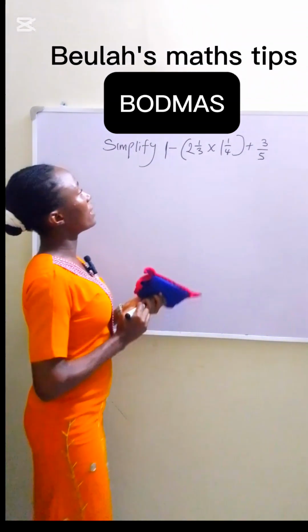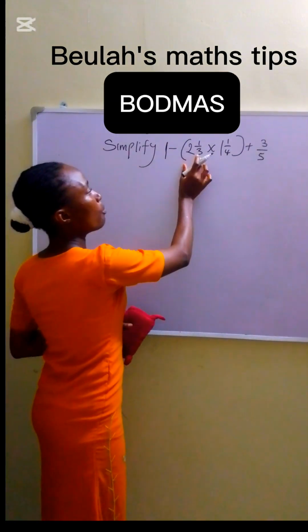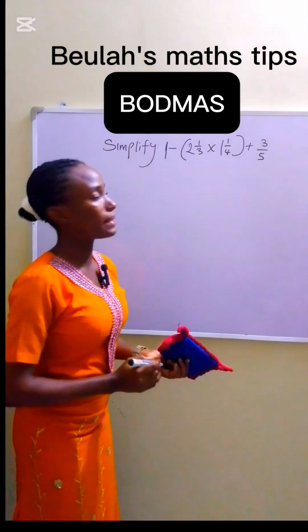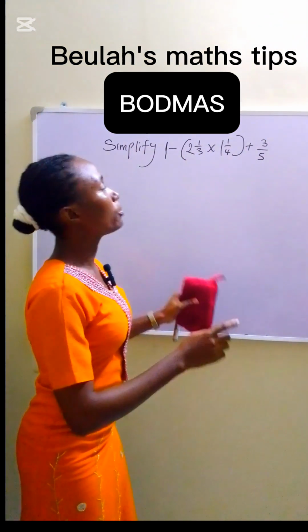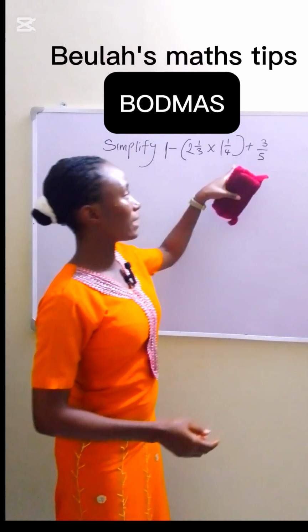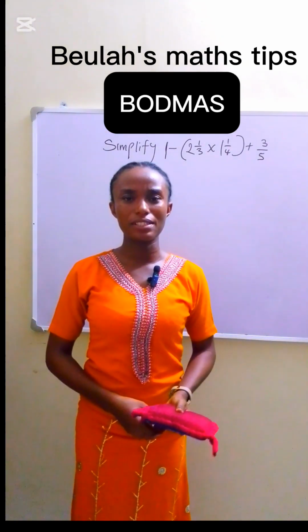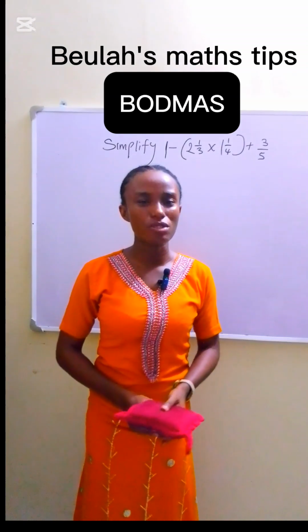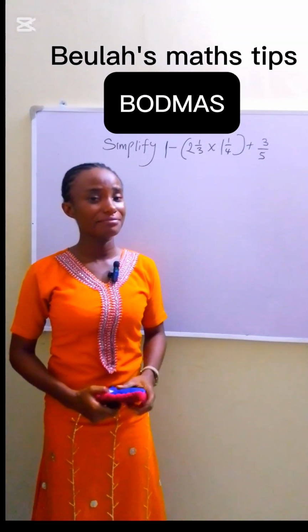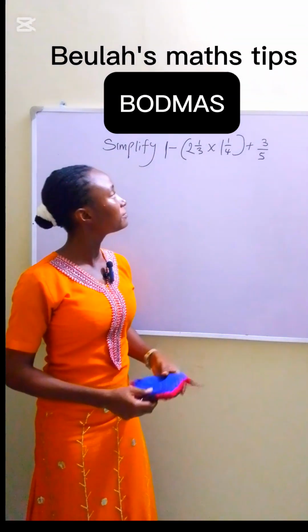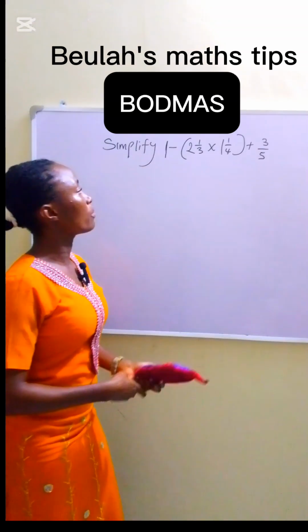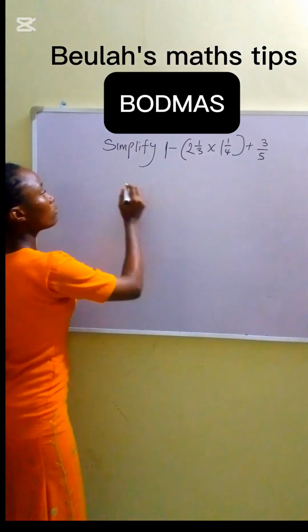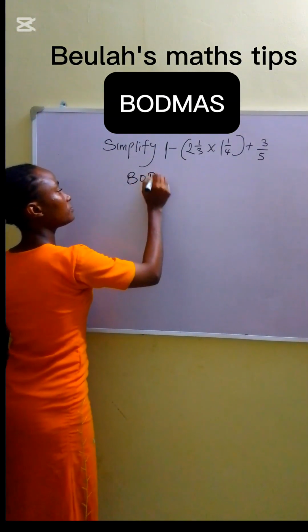Okay, we have 1 minus open bracket 2 whole number 1 over 3 times 1 whole number 1 over 4 plus 3 close bracket plus 3 over 5. How will you solve this? When you see a question like this, what comes to your mind first? It's BODMAS. Why? Because if you look at it, what comes to your mind first is BODMAS. The answer is using BODMAS.